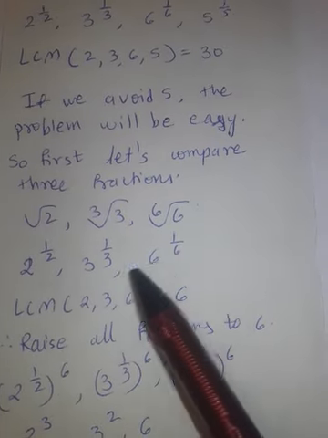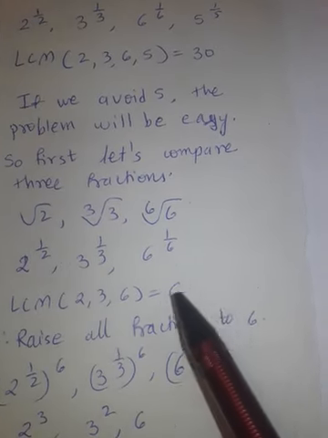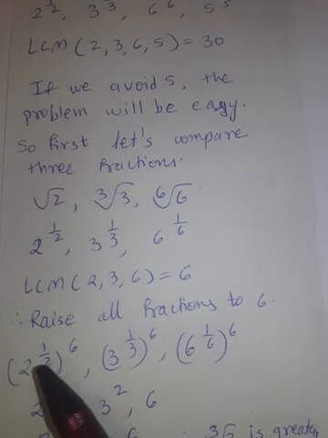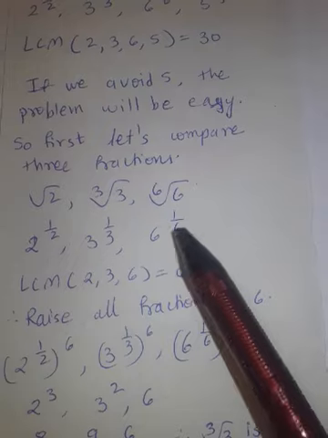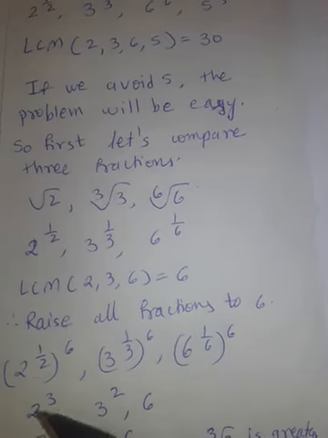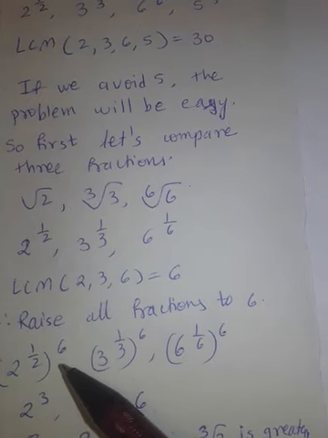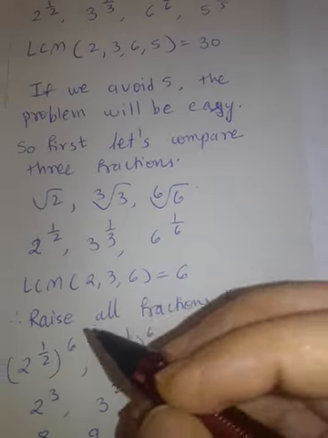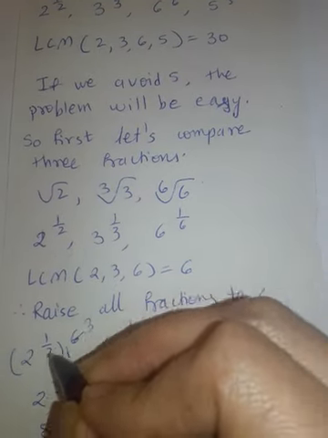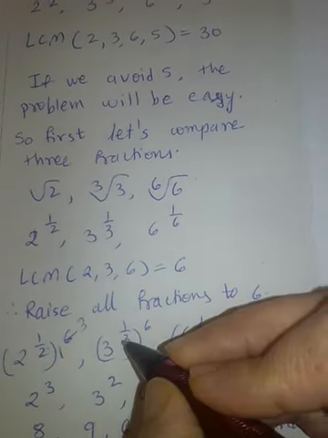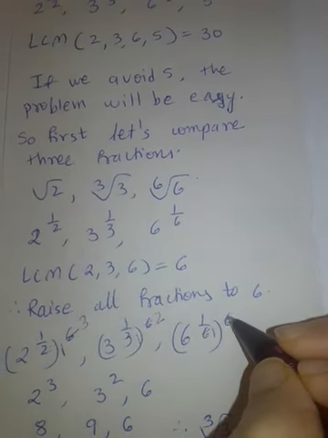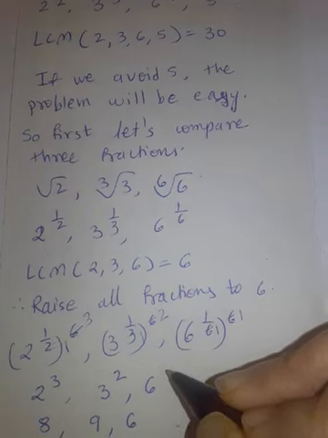That is this. The LCM of 2, 3 and 6 is 6. So I am raising all the fractions to the power of 6. This one, this one, this one, all I have raised to the power of 6. So this is a raised to m bracket raised to n, which is a raised to mn. So 2 ones are, 2 threes are, so 2 raised to 3. 3 ones are, 3 twos are, so 3 raised to 2. 1s are 1s are, so 6 raised to 1, or 6 you can say.